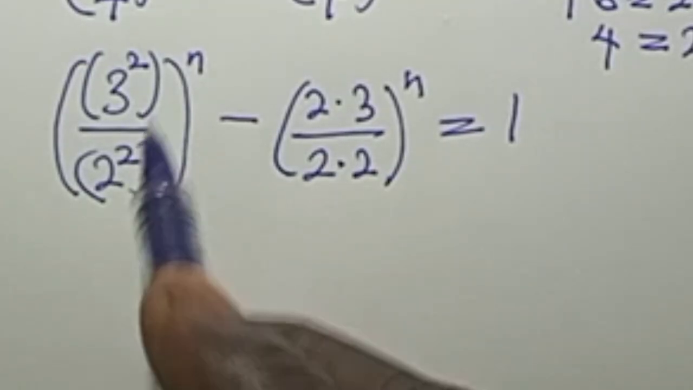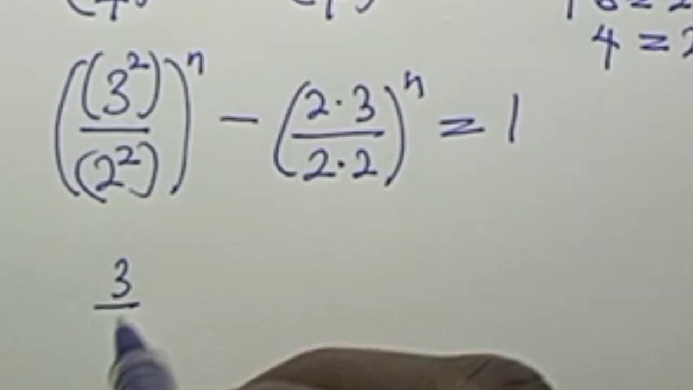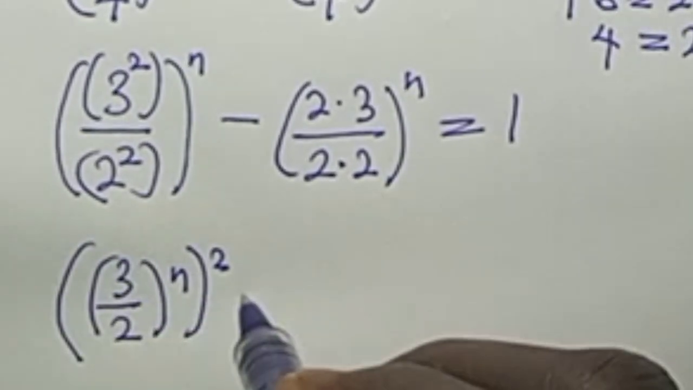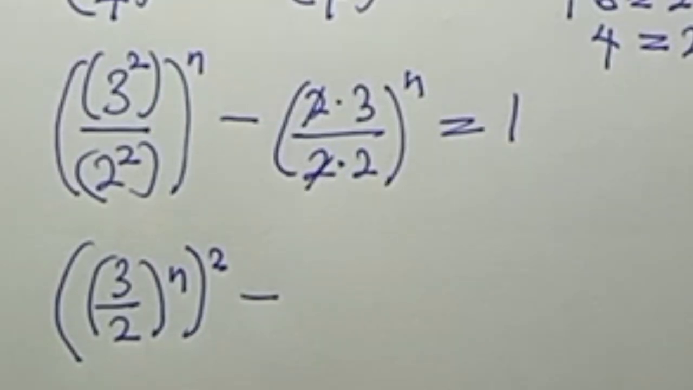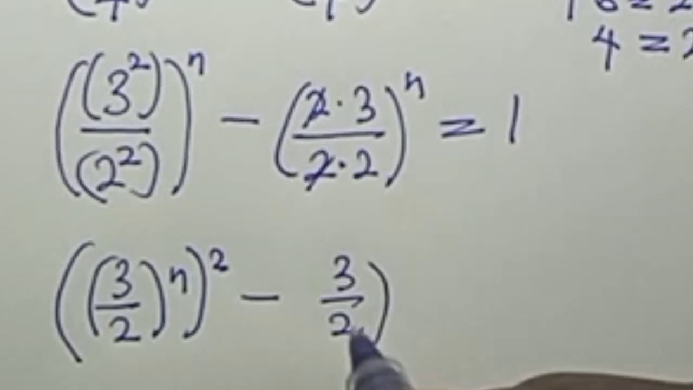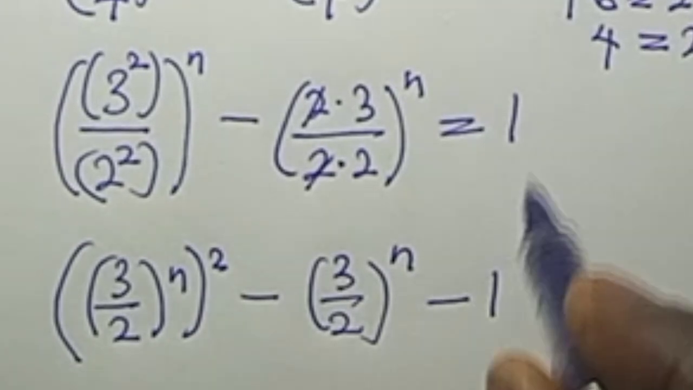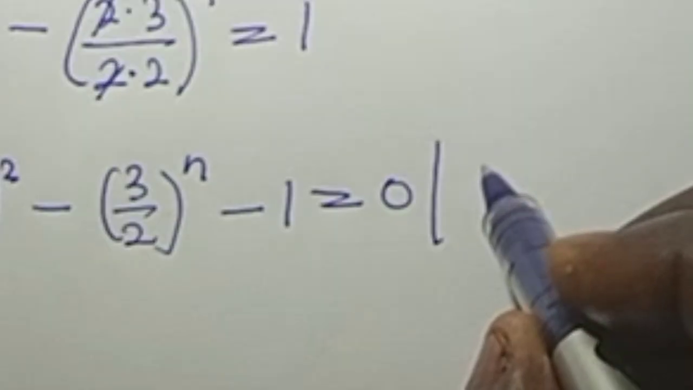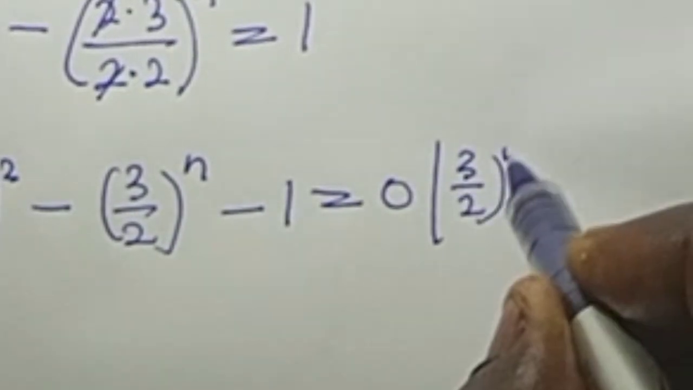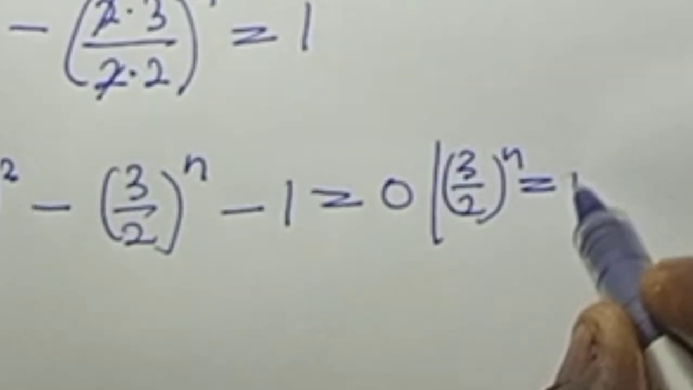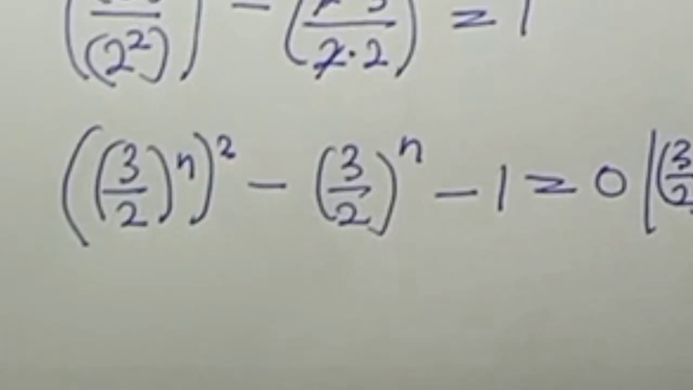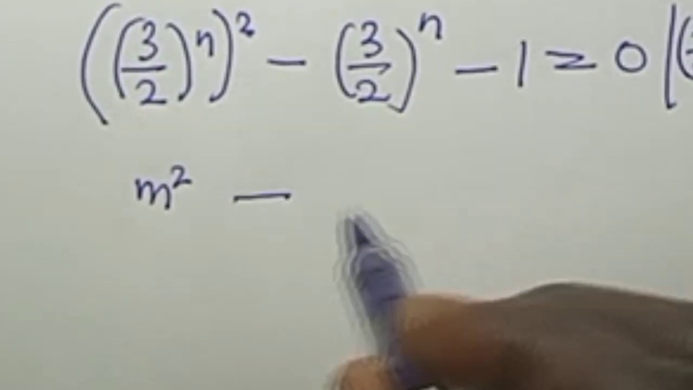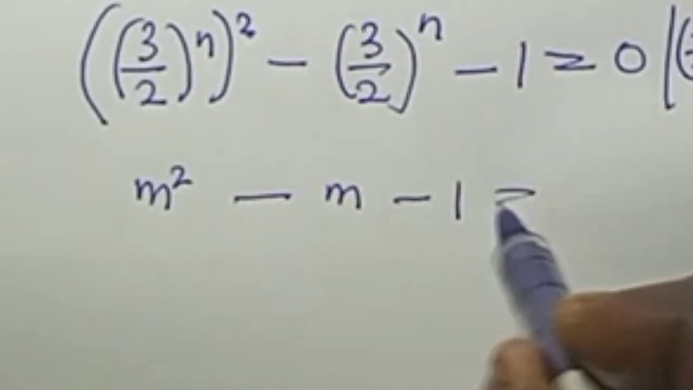Again, from the exponential law, we can write this as 3 over 2 to the power of n, to the power of 2, minus, here the common factors can cancel out to be left with 3 over 2 to the power of n minus 1 equals 0. Here we can assume 3 over 2 to the power of n to be equal to m, so that m to the power of 2 minus m minus 1 equals 0.